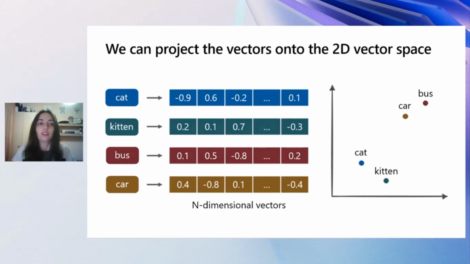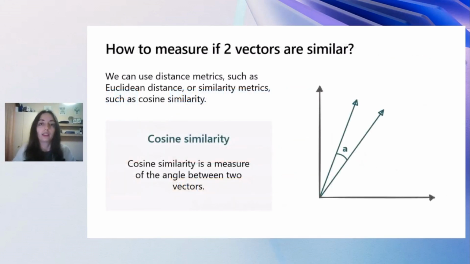To calculate similarity, you can use standard distance metrics such as Euclidean distance or similarity metrics such as the cosine similarity. Cosine similarity is actually one of the most widely used similarity metrics in a vector search system.